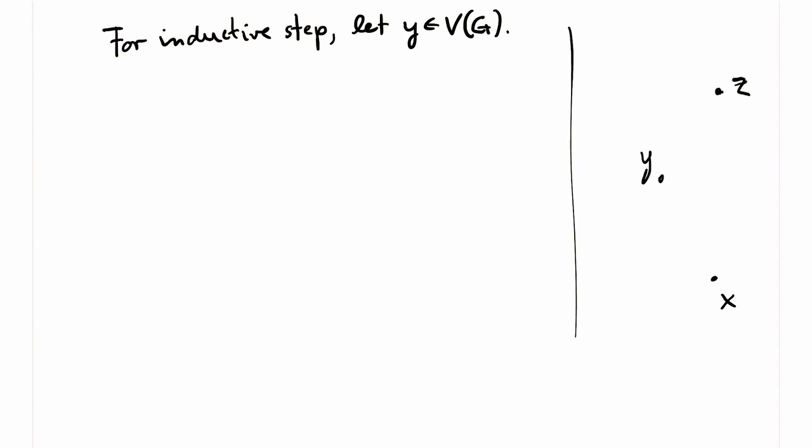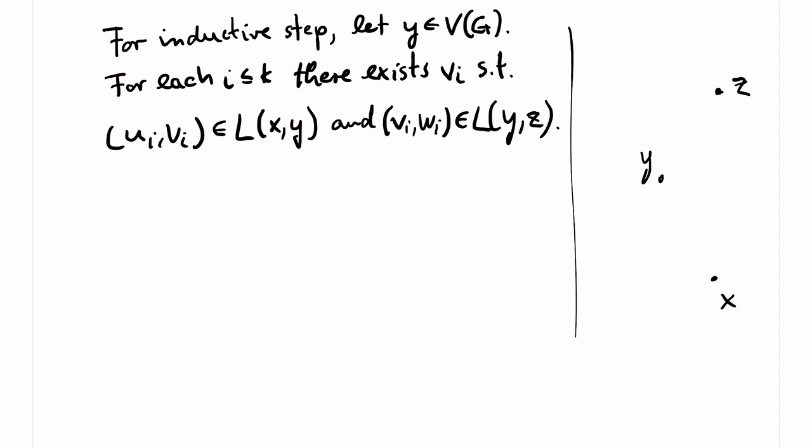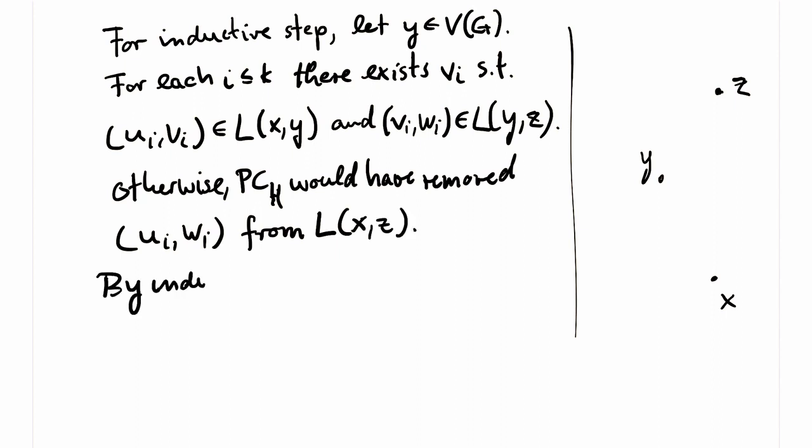In the inductive step, we have to consider the situation where pairs are removed from the lists. To remove a pair from the list of xz, by the definition of the path consistency procedure, we consider a third variable y. For each i from 1 up to k, there exists a value vi of the vertices of H, such that (ui, vi) is in the list of xy, and (vi, wi) is in the list for yz. Otherwise, the procedure would have removed (ui, wi) from the list for xz.